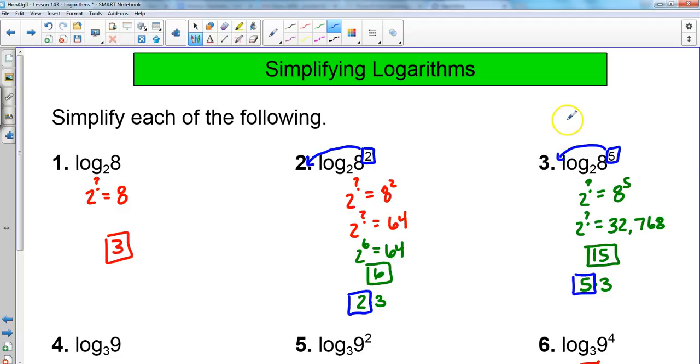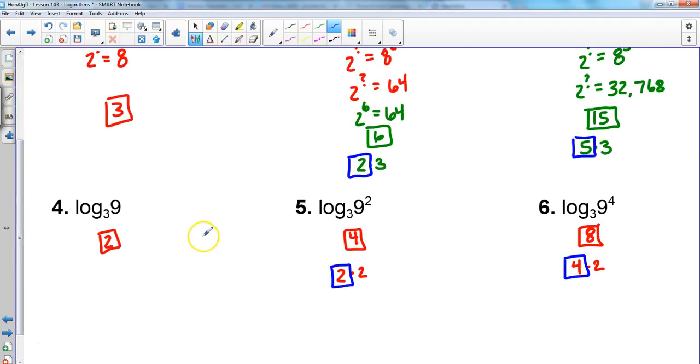So this here would be equal to 5 times log base 2 of 8. We know log base 2 of 8 is 3, so this simplifies to 5 times 3. Down here again, these two aren't terrible, but we get to this one, we start to get into some bigger numbers. We can take that exponent, pull it in front, and that simplifies to 4 times log base 3 of 9. We know that log base 3 of 9 is just 2. Multiply that by whatever your exponent was, and we get our answer.